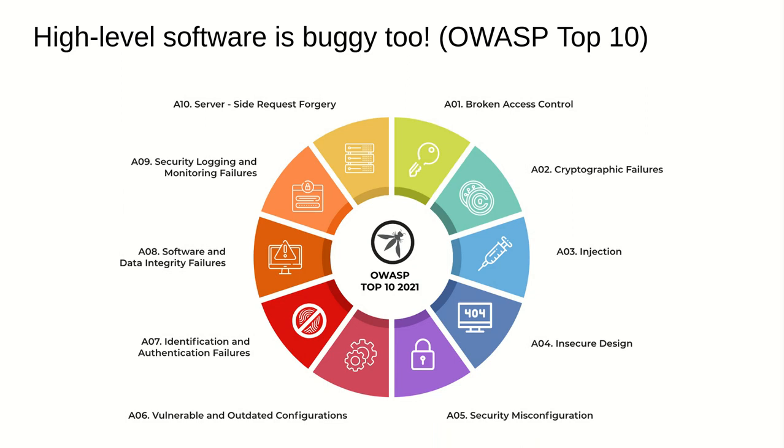It's not just low-level software that is buggy, but high-level software is buggy too. I'm just showing here an example of the OWASP Top 10. These are the most common attack vectors against online systems or web systems. And we'll go into detail on them in one of the dedicated case studies.